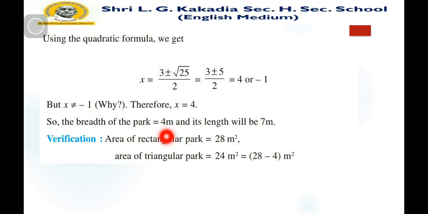Verification कैसे कर सकते हैं? By putting this value in the given equation. Then the rectangular park is 28 meter square, the area of the triangle is 24 meter square, that is 4 less than the area of the rectangular park.